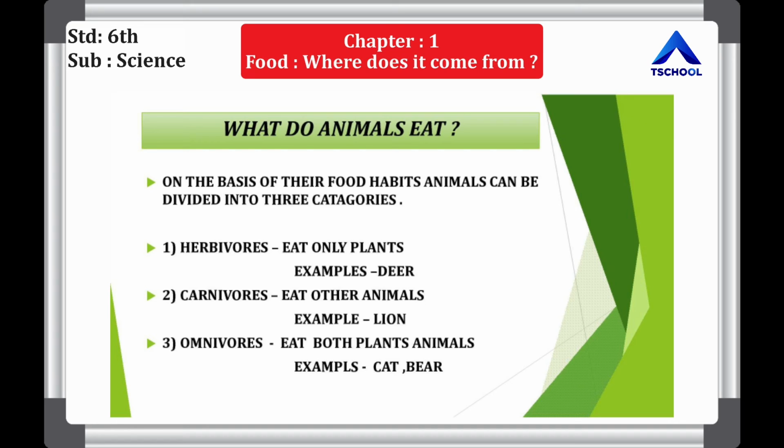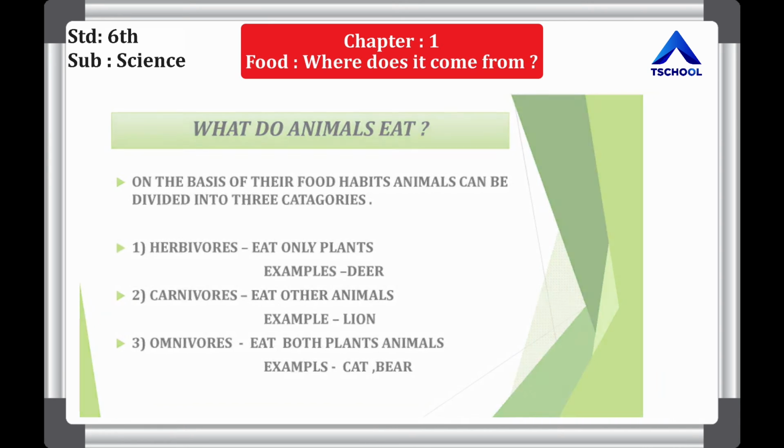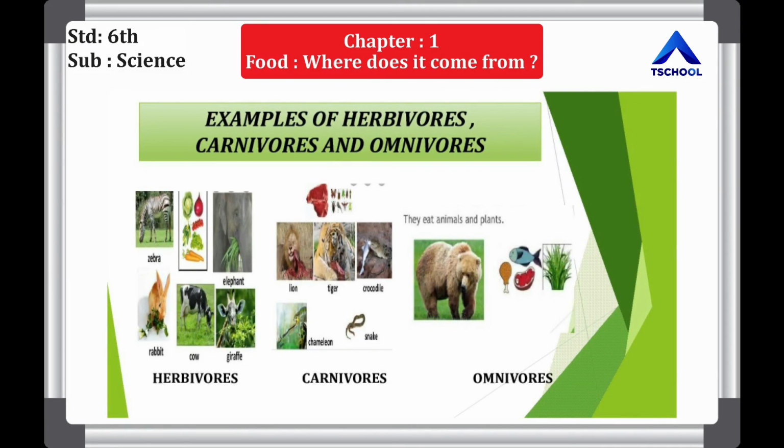Number three, omnivores. Omnivores are basically the animals that eat both plants and animals. The examples are cat, bear and even humans also, right? In this one, you can see some examples of herbivores, carnivores and omnivores.